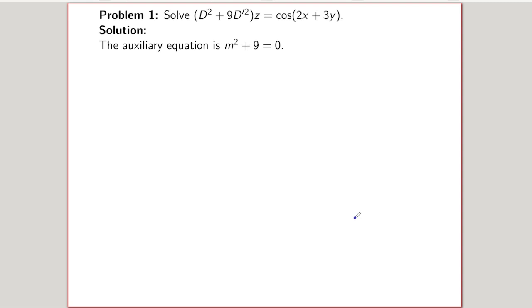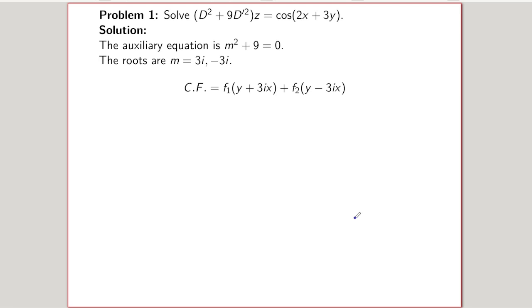The auxiliary equation will be m square plus 9 equal to 0, and our roots are, we can write m square is equal to minus 9. So m can be written as root of minus 9, m is equal to plus or minus 3i. So m can be 3i and minus 3i. So complementary function, even though it is imaginary, we can write in the same manner. CF will be equal to f1 of (y+3ix) plus f2 of (y-3ix).